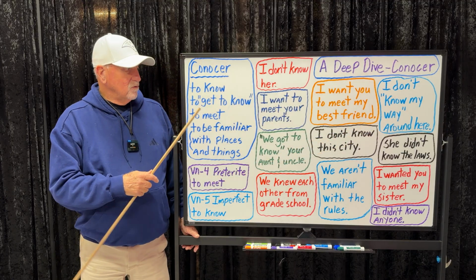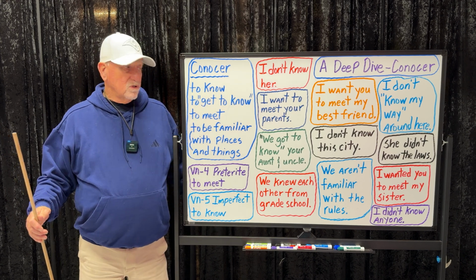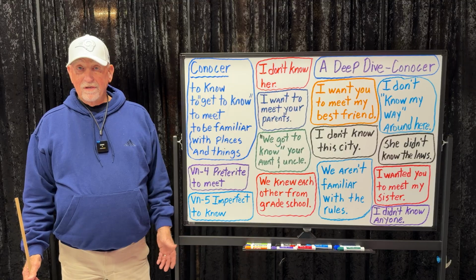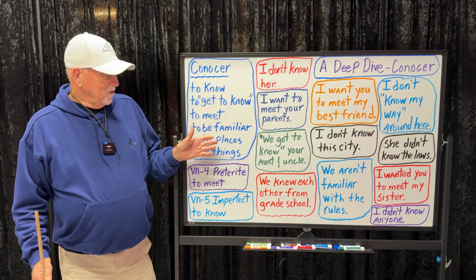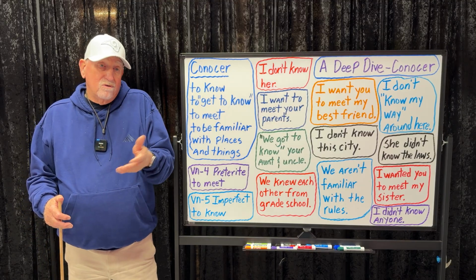Over here, I don't know my way around here. It's like saying I don't know this place. So we're going to go with the present tense. No conozco por aquí. I don't know my way around here. I'm not familiar with this place. No conozco por aquí. To be familiar, I'm not familiar with.